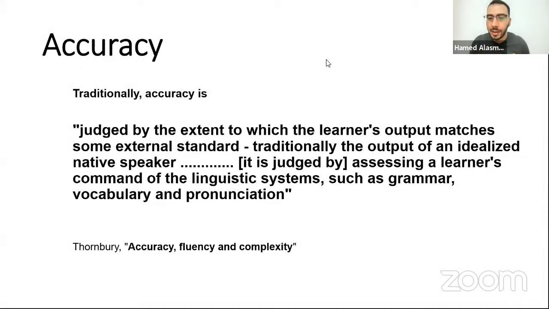And accuracy, yes, thank you, Manar. Thank you, everyone, for your answers. Okay. And accuracy, as you can see, is basically judging a student or a learner's output against some external standards, focusing on grammar, vocabulary, pronunciation, or linguistic systems. So if you're teaching speaking for accuracy, this is your focus. You're building students' accuracy by focusing on grammar, vocabulary, or pronunciation, and we can use many different activities to achieve accuracy in the classroom.